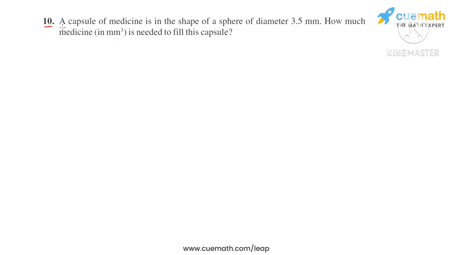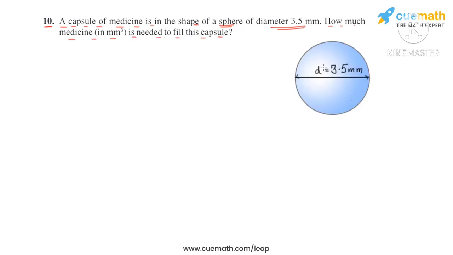In the 10th question, it is given a capsule of medicine is in the shape of a sphere of diameter 3.5 mm. How much medicine in mm cube is needed to fill this capsule? So there is a capsule in the form of a sphere whose diameter is 3.5 mm, and it is asking how much medicine is needed to fill this capsule, and we have to answer it in cubic millimeters, and the diameter is given in millimeters.